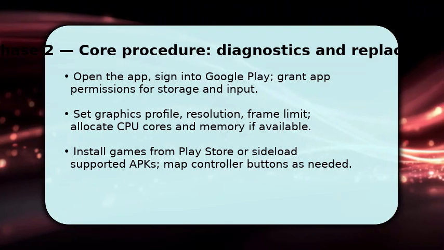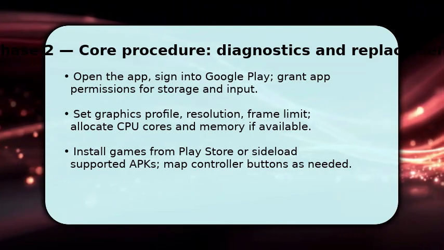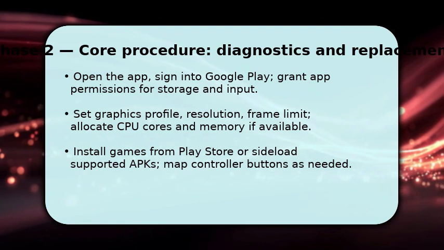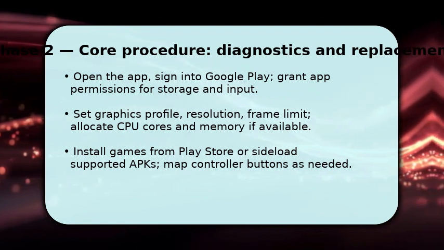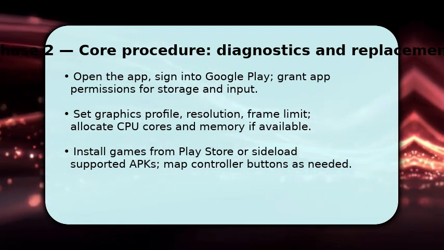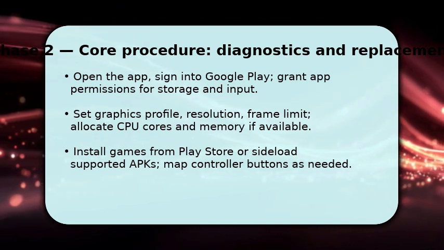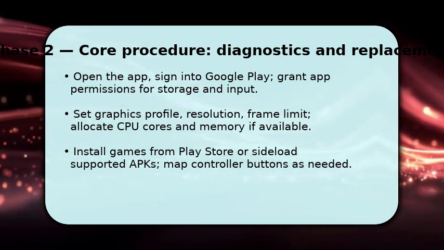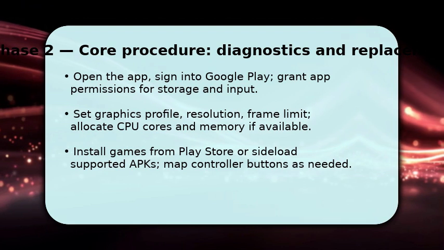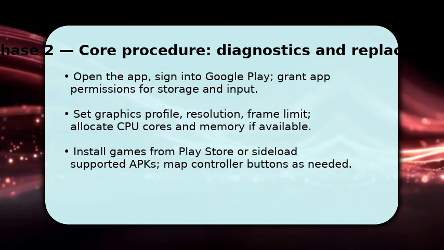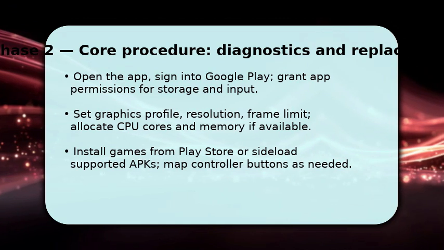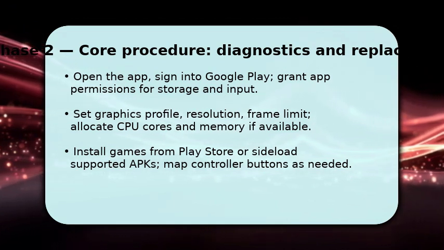Once installed, you configure and link accounts to optimize performance. Open Google Play Games and sign into your Google account, then grant storage and input permissions so game saves and controllers work. Next, choose a graphics profile, pick a resolution, and set a frame limit. If the beta exposes resource controls, allocate CPU cores and memory for demanding titles.